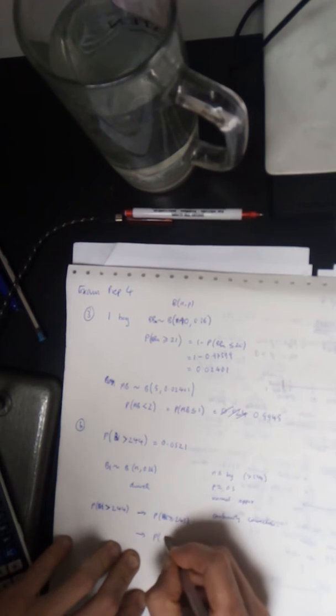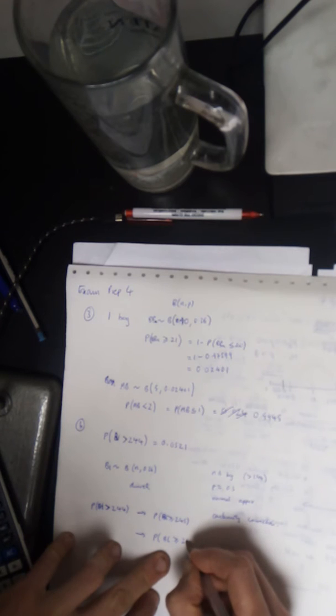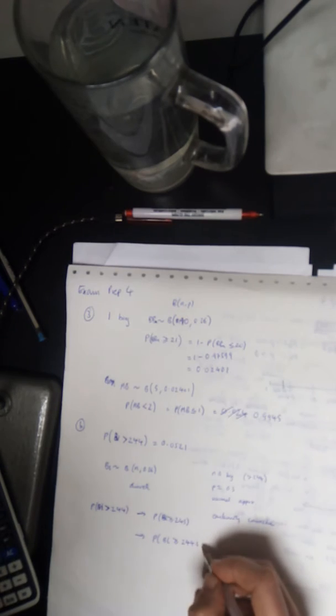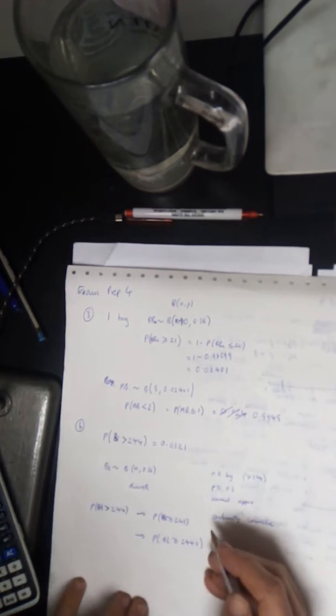So that becomes the probability blue is bigger than or equal to 244.5, because that will round up to 245, won't it? If that's small. So yeah, we want that. We want to make the space bigger.